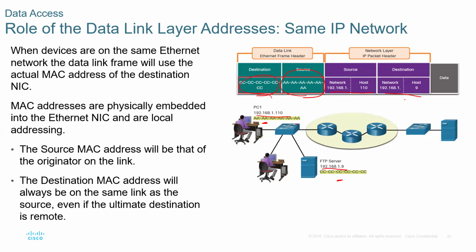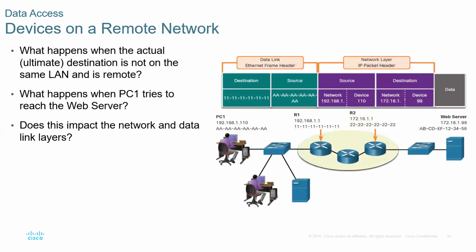So if I'm sending information on the same IP network, it's not complicated. The source MAC is the source MAC. The destination MAC is the recipient of the information. The source IP is the originator, the origin of the message. The destination IP is the recipient. No complications. It becomes a bit complicated when we have devices on a remote network.